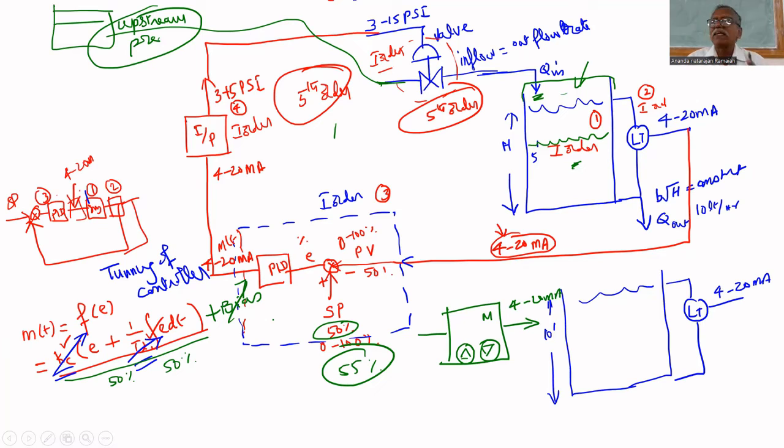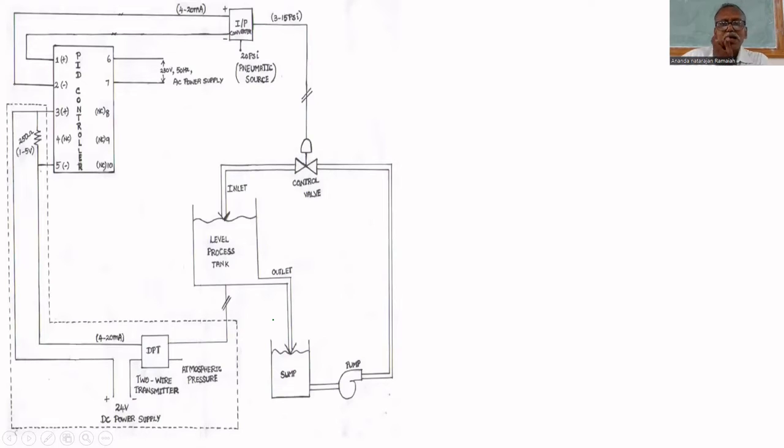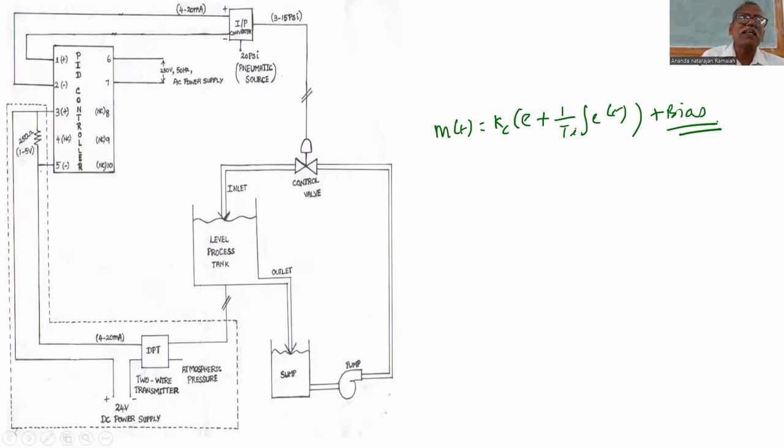You understand this? Now I transfer to auto mode. What is the controller output? M of t equals Kc multiplied by error, plus 1 by Ti integral of e dt, plus bias. The bias can be adjusted only in manual mode. Once again, I'm telling the same statement: initially I put the controller in manual mode and I adjust the bias. I made bias equal to 50%. In engineering units, it is 12 milliamps. Am I correct or not? I cannot touch this in manual mode.